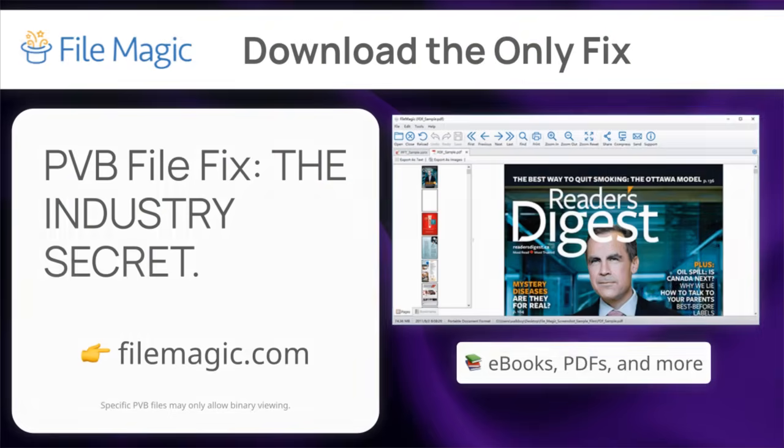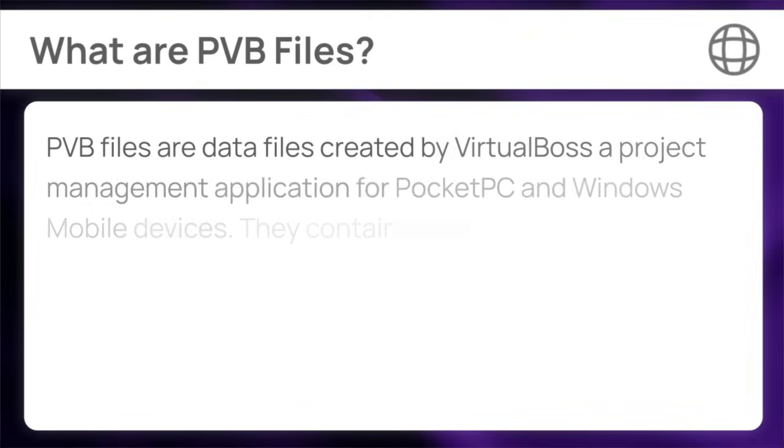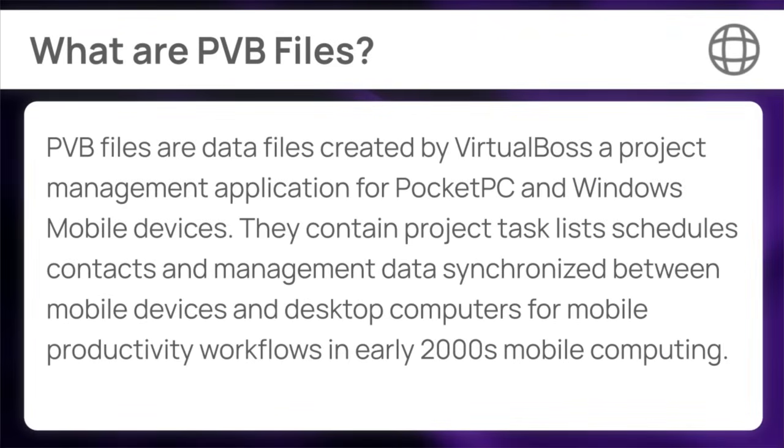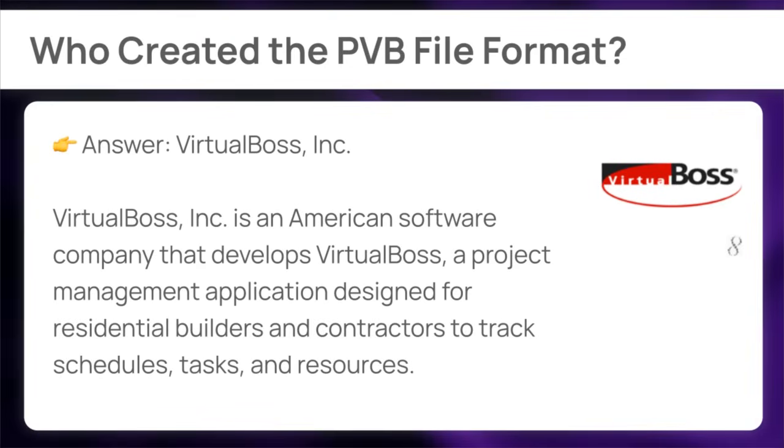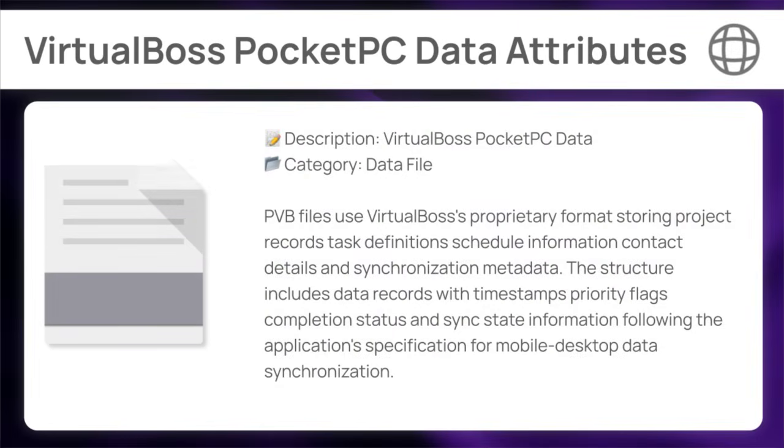More details to follow. PVB files are data files created by VirtualBoss, a project management application for PocketPC and Windows Mobile devices. They contain project task lists, schedules, contacts, and management data, synchronized between mobile devices and desktop computers for mobile productivity workflows in early 2000s mobile computing. PVB files use VirtualBoss's proprietary format, storing project records, task definitions, schedule information, contact details, and synchronization metadata.